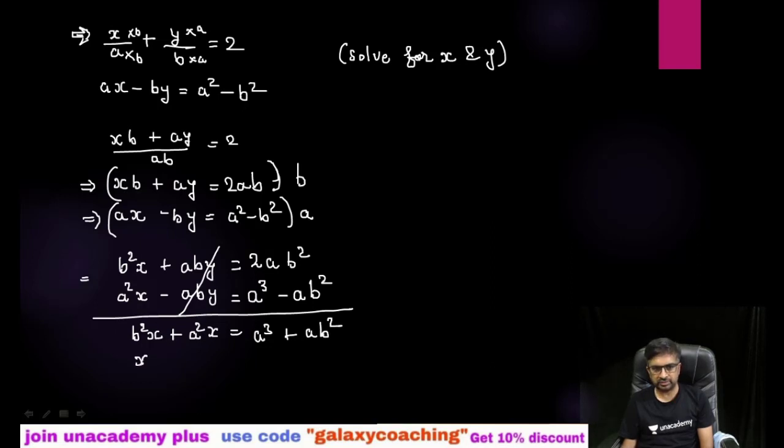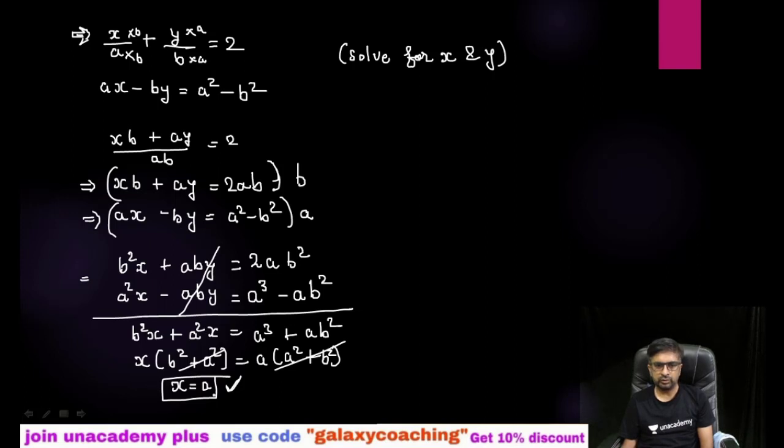Now you can take out x common here, so you will get b square plus a square, and here you can take out a common, so you will get a square plus b square. Now if you take this in the denominator, these both will get cancelled, so the value of x will be a. Very simple. You can see directly by elimination we got the answer.